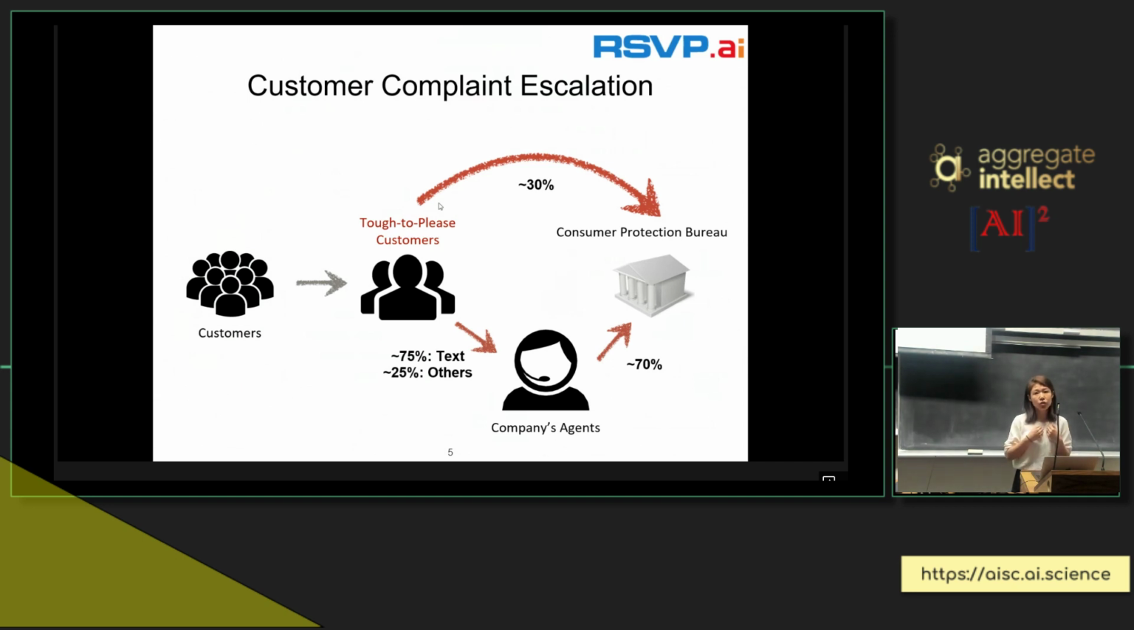So what we are doing here is we are trying to detect these special customers, those customers that have a high risk of going to the higher level to express their complaints. And then what we can do is we can try to go through their dialogue history between the customer agent and the customer, and then try to detect from the 70%.